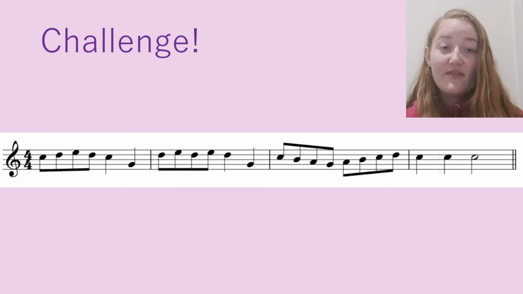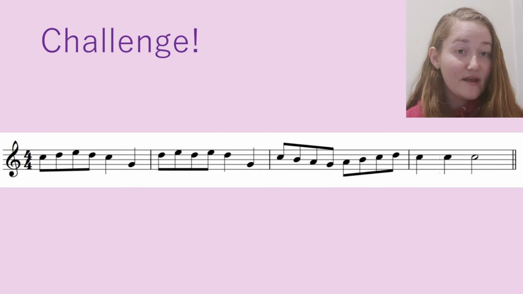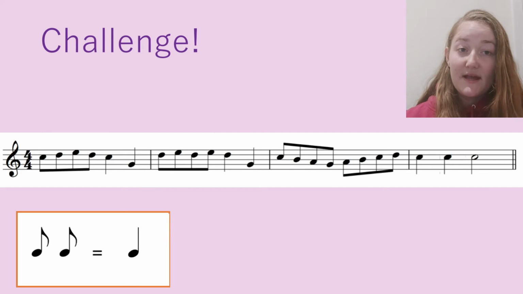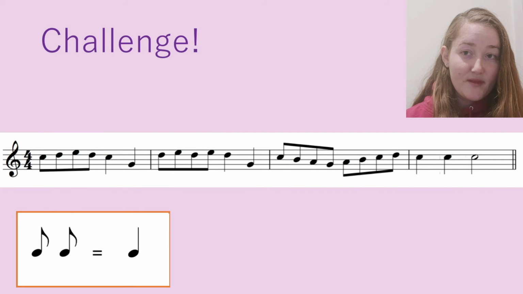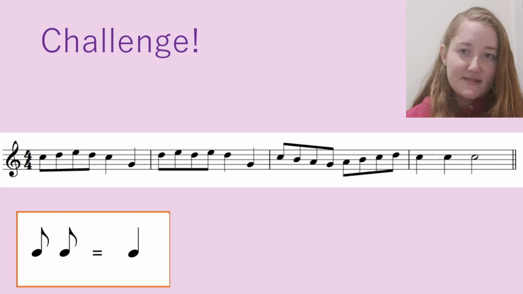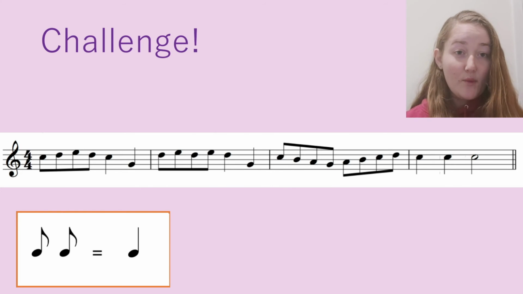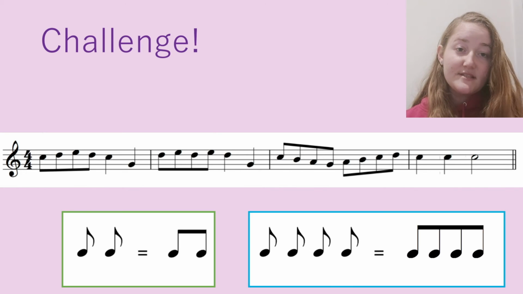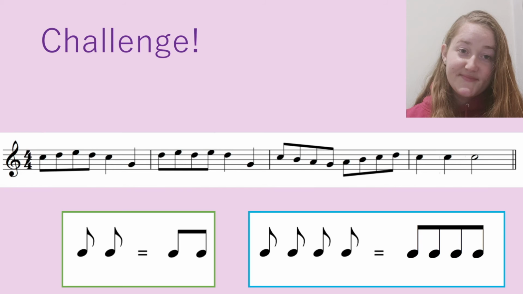The answer is the length of a quaver is half the length of a crotchet. It is half a beat. So 2 quavers make up the length of 1 crotchet. And remember about beaming. Beaming means that when we have 2 quavers, we beam or join them together so they look like this. And when we have 4 quavers, we beam them together and they look like this.